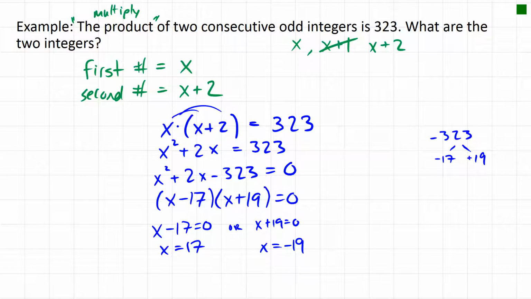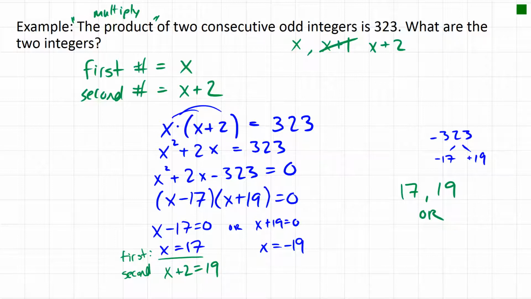We need to answer the question, which means what are the two integers, the two consecutive odd integers? Well, if x is the first one, the second one is x plus 2, which would mean the second number is 19. So the two consecutive odd integers are 17 and 19.